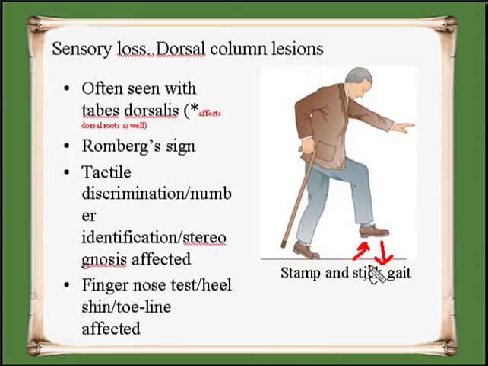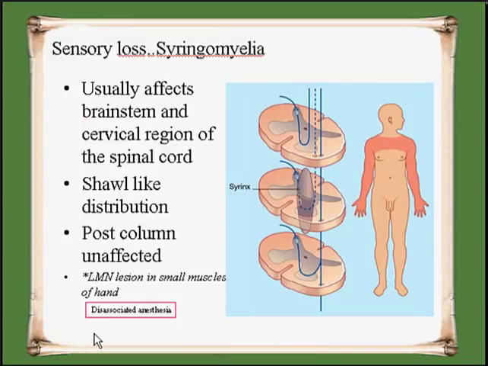Let's look at the next sensory loss, and this is a condition which is known as syringomyelia. Syringomyelia is when the central canal of the spinal cord becomes a cavity, keeps enlarging in size and forms a cyst which is known as a syrinx. Usually this occurs in the brainstem and the cervical region of the spinal cord, which is why you see this shawl-like distribution of neurological deficit, because when you wear a shawl, you wear it over your shoulder. So that is in the cervical region.